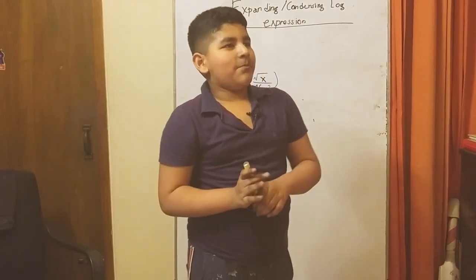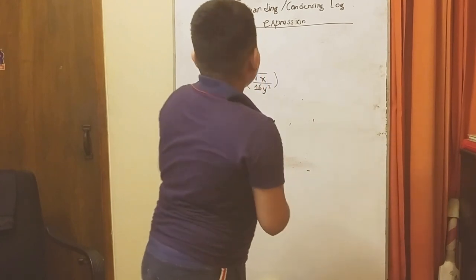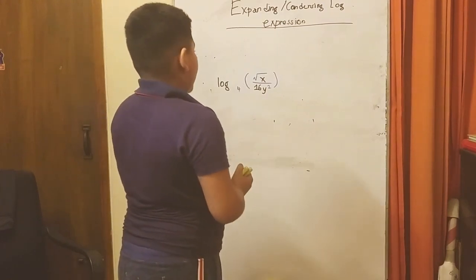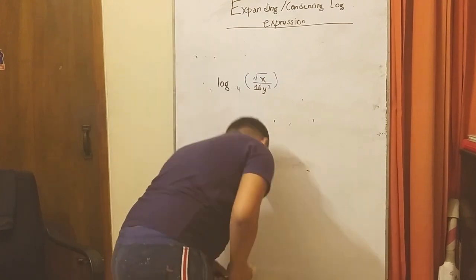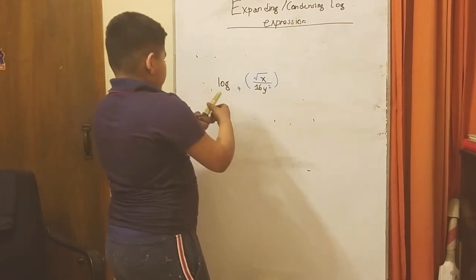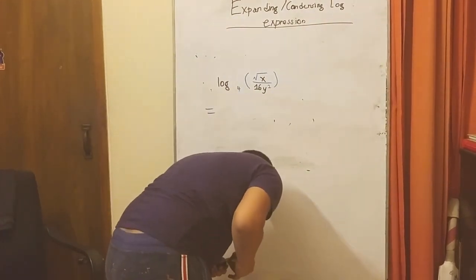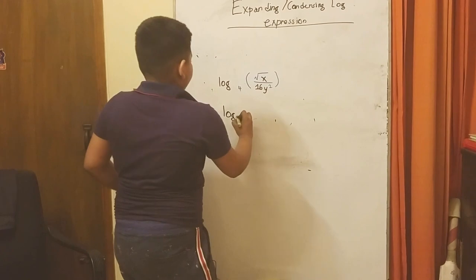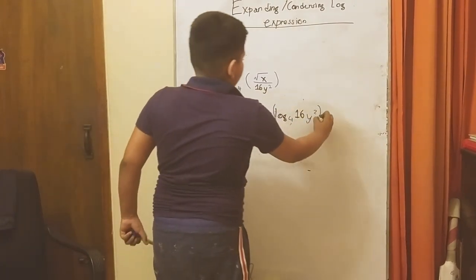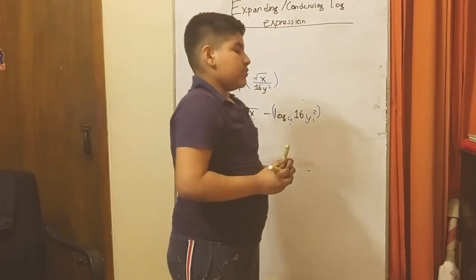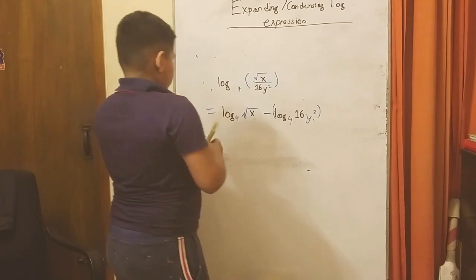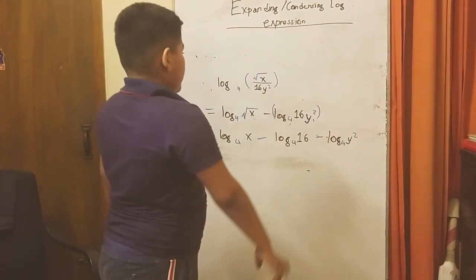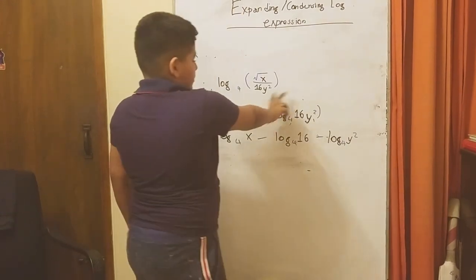Now there is none of my videos that doesn't contain examples. So: log base 4 of x over 16, square root of x over 16 y squared. To expand this log, first we apply the quotient rule. Now we can make this part a group and expand it using the product rule. So this is what we end up with. I know there's going to be a plus here, but we can apply the distributive property to make this into a minus.